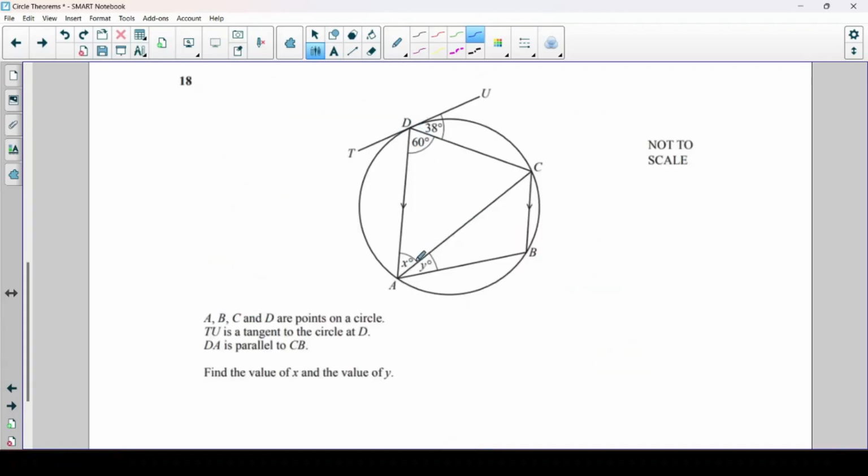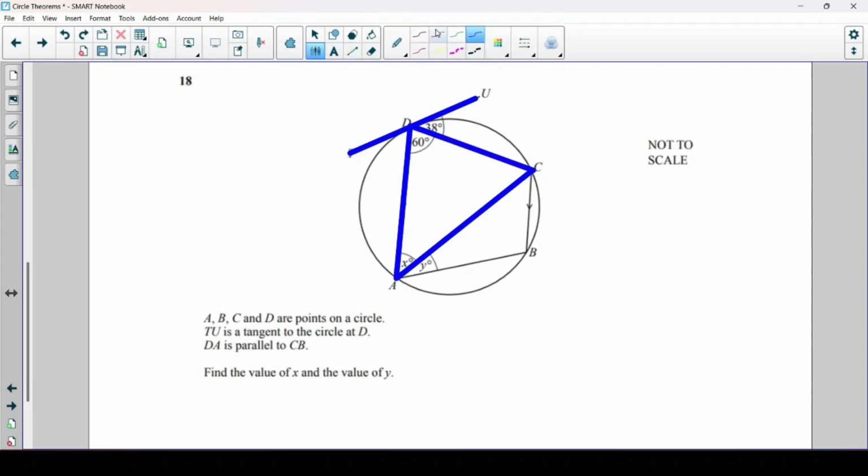Again, a tangent and a triangle connected to that tangent, so probably something to do with the alternate segment theorem. It wants us to find the value of x and the value of y, probably in that order is the easiest way to do them. Let's draw over our tangent, and x is inside this triangle here.